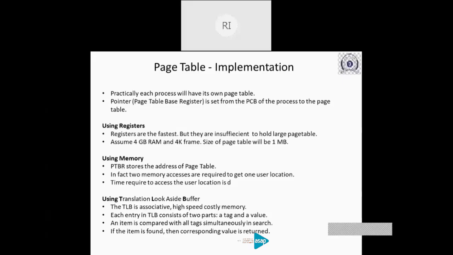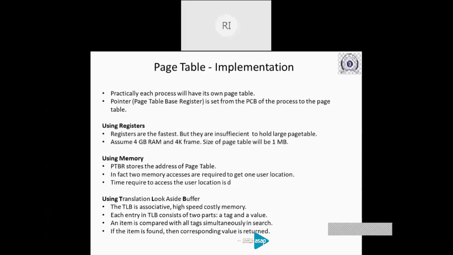When an input is presented to the associative memory, it will compare the input with all the tags in parallel, not in sequential. It is compared in parallel. And if a match is found, the corresponding value will be given as the output. That is the working of associative memory. So the parallel search makes the memory suitable for search operation.